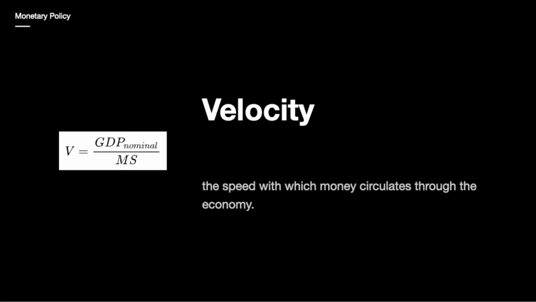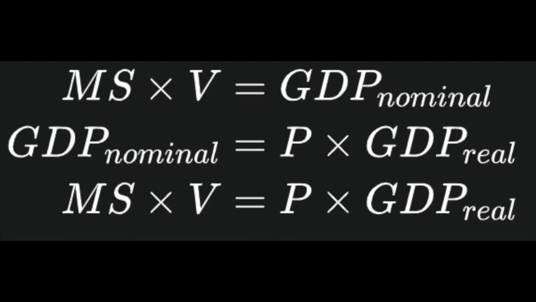Velocity, the speed at which money circulates through the economy. Velocity is equal to nominal GDP divided by the money supply. Unpredictable movements in velocity. Rewrite the definition of velocity so that the money supply is on the left-hand side of the equation. This is called the basic equation of money. Money supply multiplied by velocity is equal to nominal GDP.